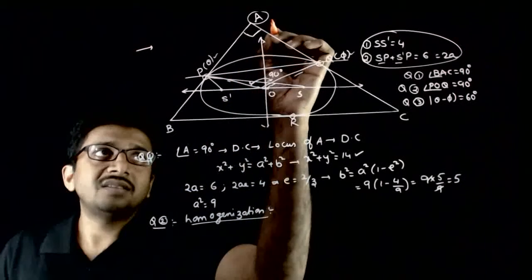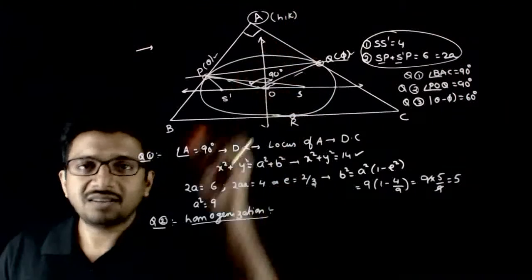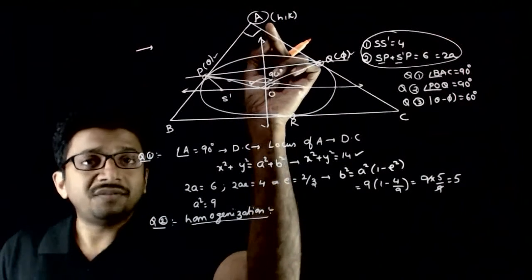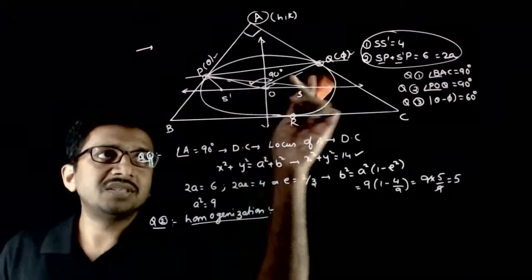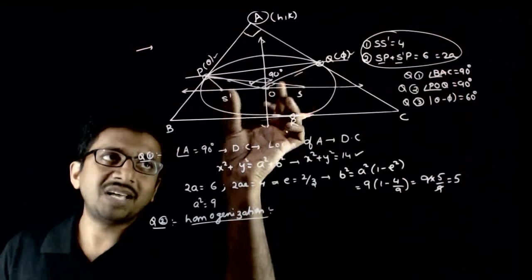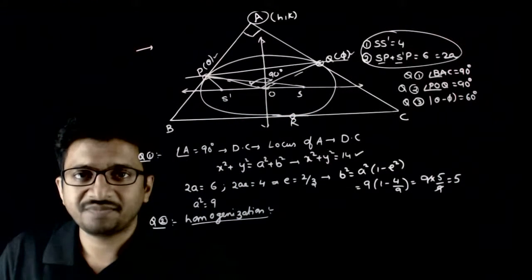If A is the point h comma k, let us take h comma k as the locus point. Now if A is h comma k, PQ is the chord of contact of A, and this chord of contact is subtending an angle of 90 degrees at the center.